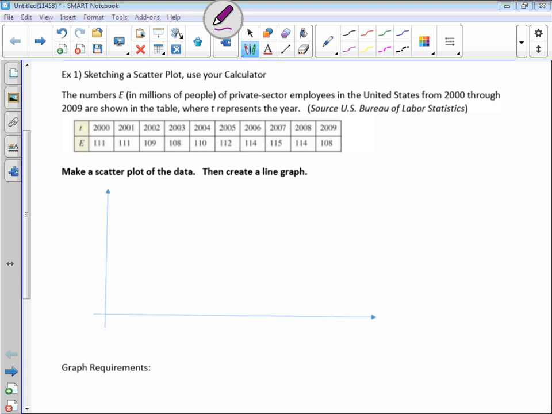Okay, I heard you go to stat. That is excellent. You do go to stat. We have to put in our little lists here. Which one of these do you think is going to be the X, and which one do you think is going to be the Y? X is the thousands. Yeah, X is the time, that's the years, and then Y is, we're looking at in millions of people, private sector employees in the United States. Okay, so we've got our X, we've got our Y.